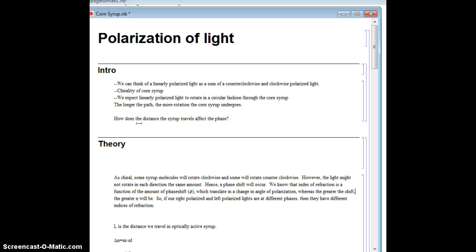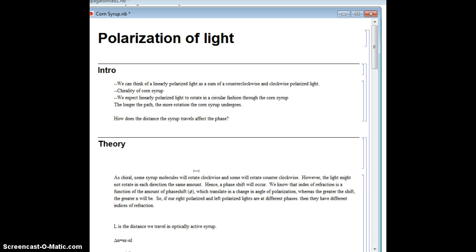And then corn syrup is a chiral molecule, so it literally rotates as a molecule, and some of it rotates right, and some of it rotates left. Now, where we expect an effect is if the right circular molecules rotate by a different amount than the left. And that's what we're measuring: how much difference in phase shift the light experiences between the right polarized and the left polarized.